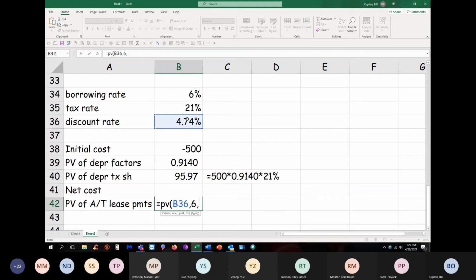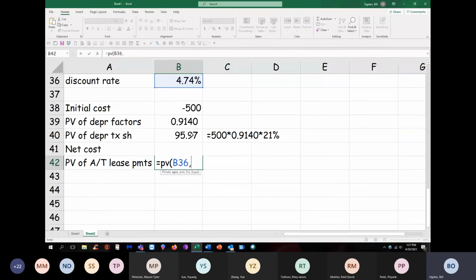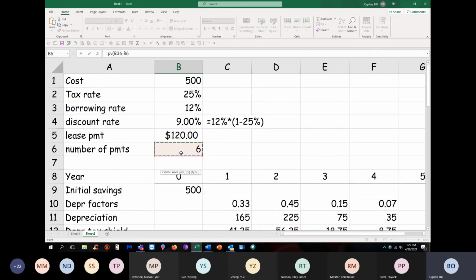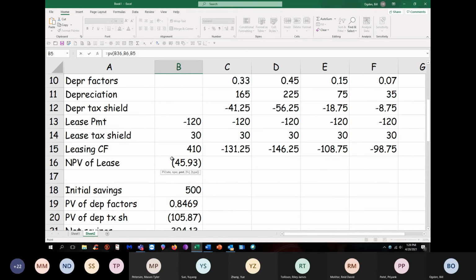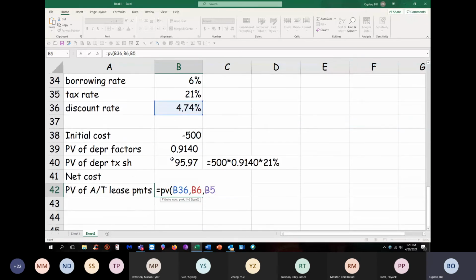And the payment is, actually, we have that up there. We can use that. Hang on, let's not do that. So, number of periods, we've parameterized that, so we have 6. And the payment is 120. So it's 120, but we said after-tax lease payments, so I'm going to multiply that times 1 minus the tax rate for the lessor.